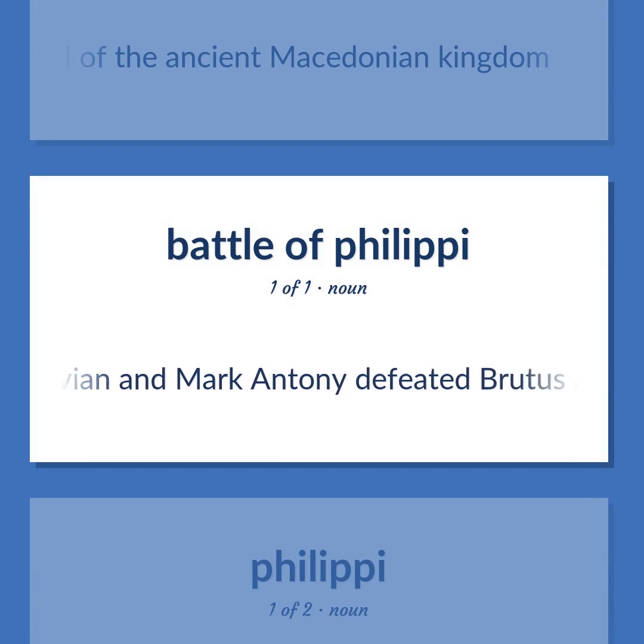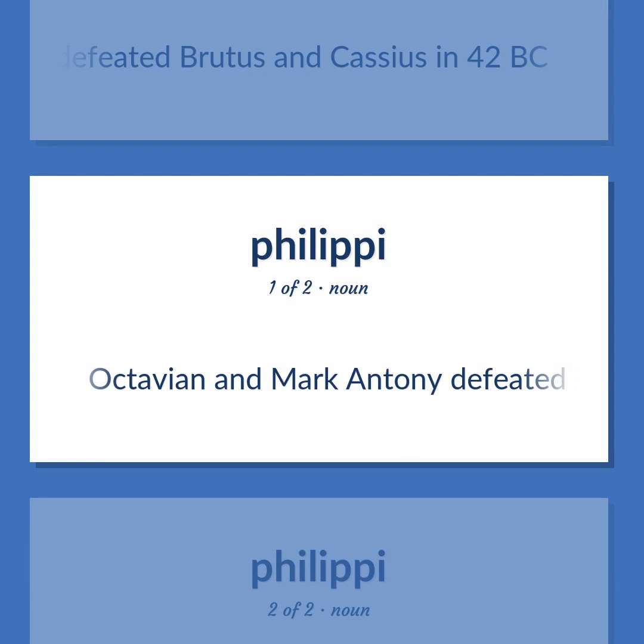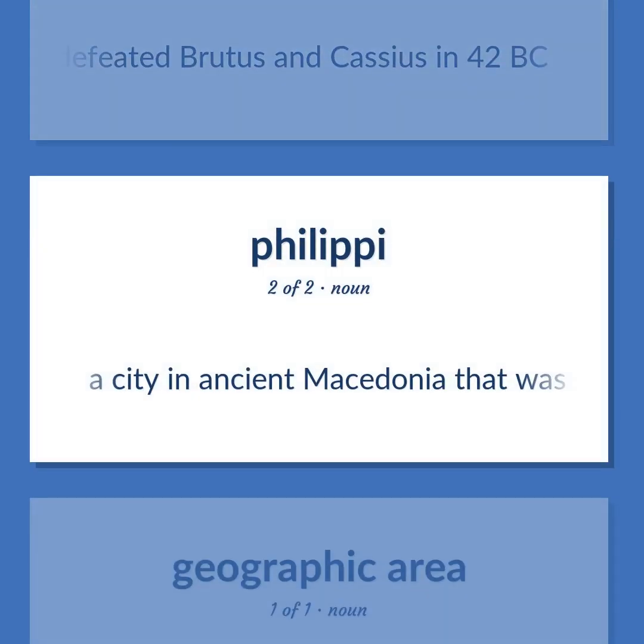Octavian and Mark Antony defeated Brutus and Cassius in 42 BC. A city in ancient Macedonia that was important in early Christianity.